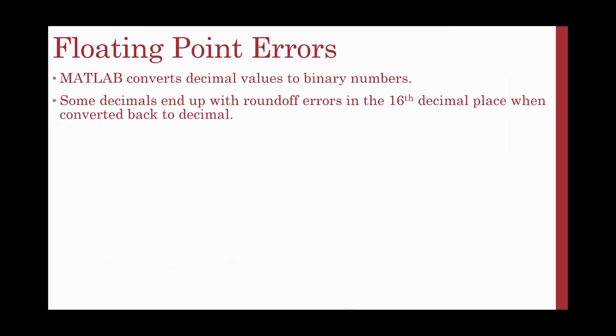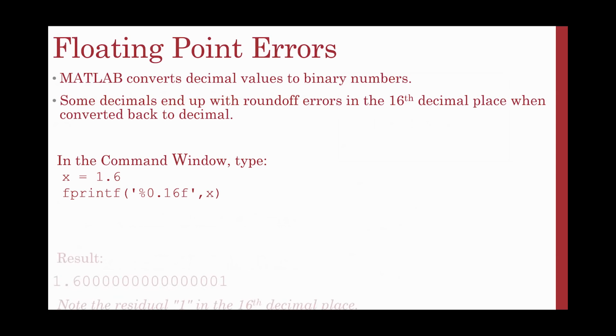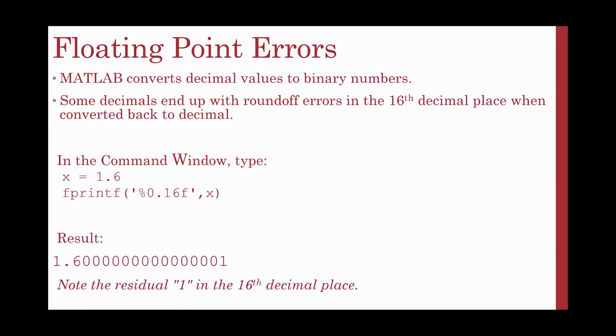MATLAB converts decimal values to binary numbers. Some decimals end up with round-off errors in the 16th decimal place when converted back to a decimal. So if I type in the command window fprintf of 1.6 to 16 decimal places, I'm going to get the result of 1.6 followed by a 0. So there's a residual 0 in the 16th decimal place, and this occasionally causes errors.